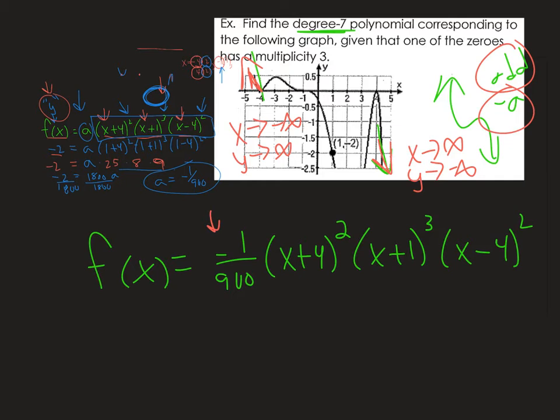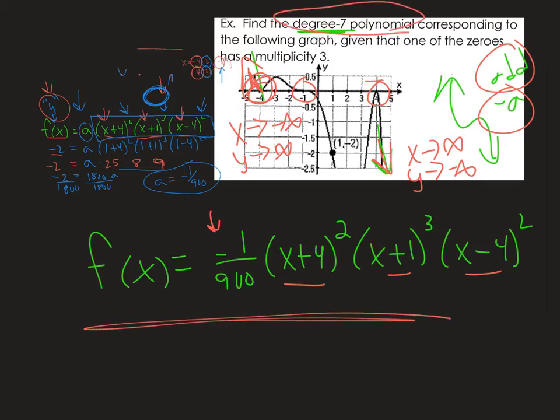All right, fits right in the schema of our previous learning. So negative 1 over 900, x plus 4 squared, that's our turn and burn there, x plus 1 to the cube, to the third power, that's our flex moment, and x minus 4 squared, that's our positive turn and burn right there. So there we go. That's our final answer to the 7th degree polynomial. That's a bit of work.